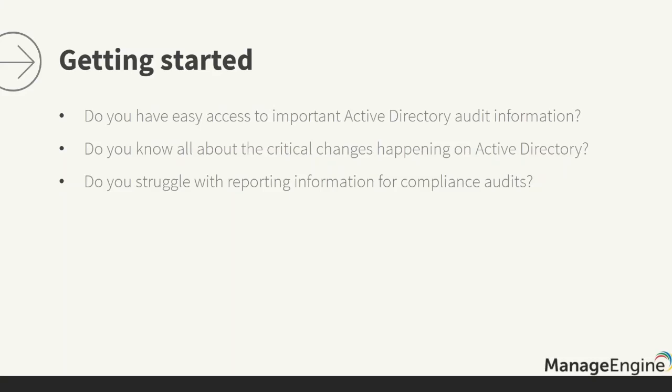Can you tell me with confidence that if such a dangerous change, or any other such critical changes really, happens to your Active Directory objects, you would know that instantly? And do you struggle with reporting information for compliance audits? And other things also, for example, take something like logon activity. Do you have the information, say, about the top users who have failed logons along with the reason for the failed logon? Things like this.